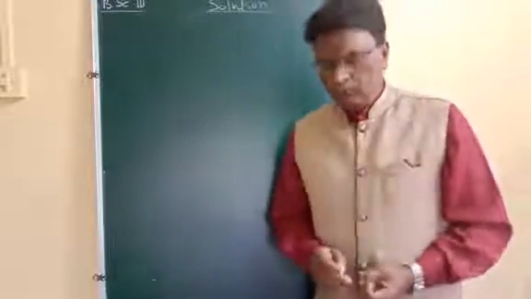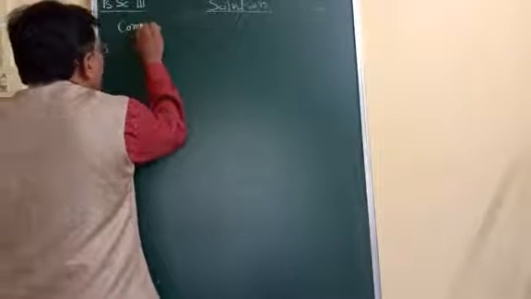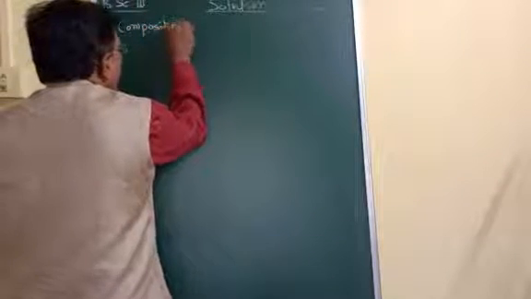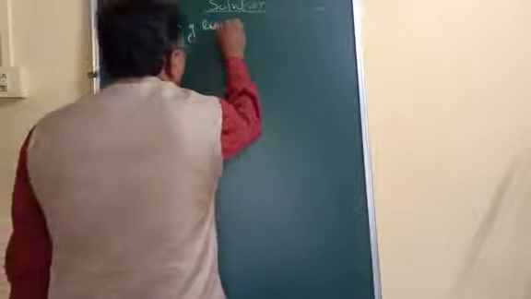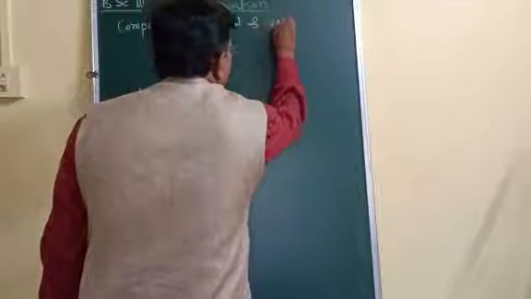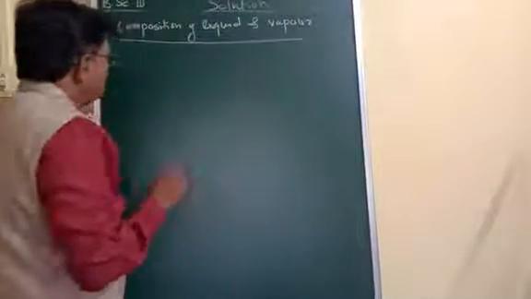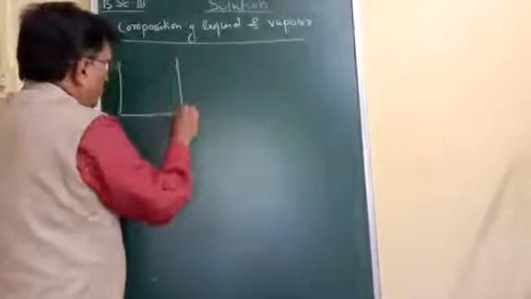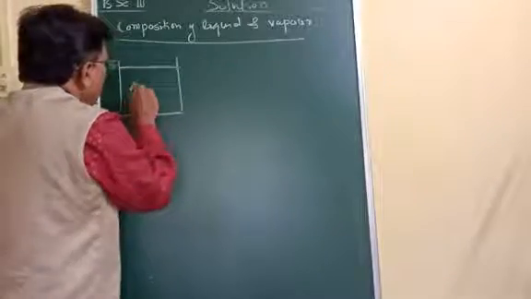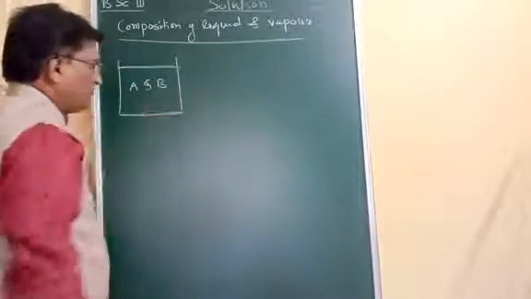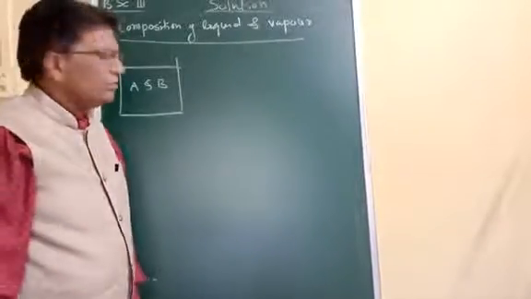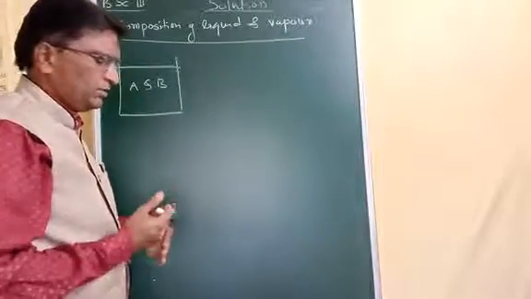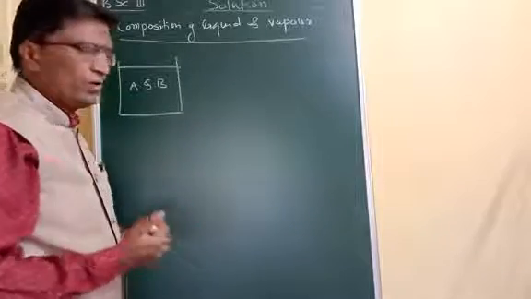the composition of liquid and vapor. Now suppose we have a solution of two volatile components A and B, in which one is somewhat more volatile and another is somewhat less volatile.